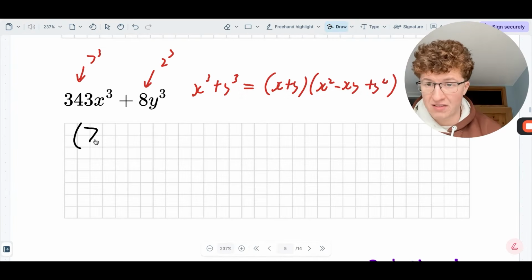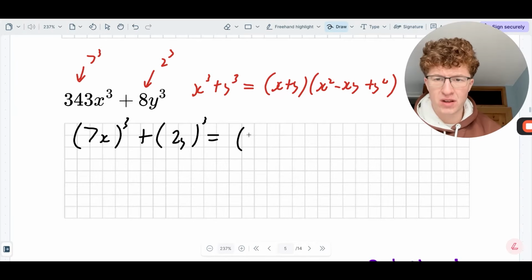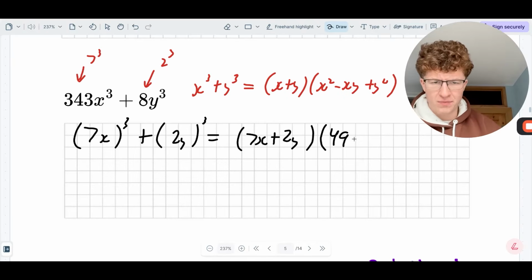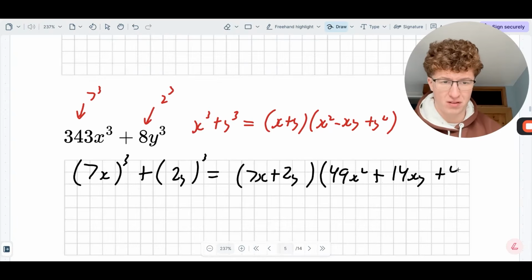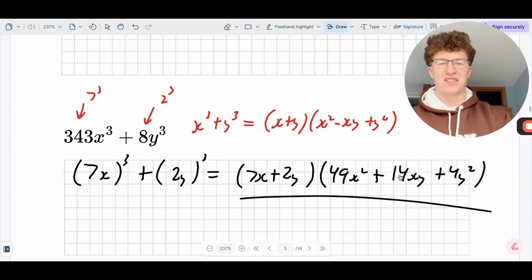So we can say 7x all cubed plus 2y all cubed is equal to 7x plus 2y times 7x squared, which is going to be 49x squared, plus we have 7x times 2y, so we're going to have 14xy. And then the 2y squared will give us plus 4y squared, like that. And that's that factorized using the sum of two cubes.